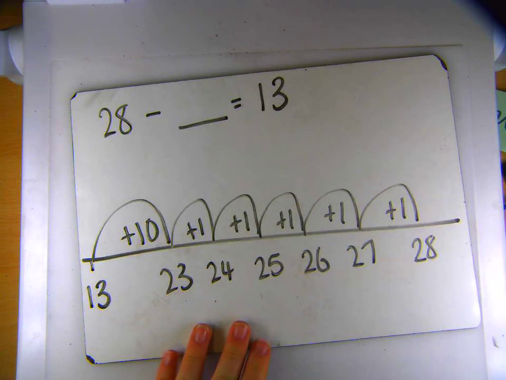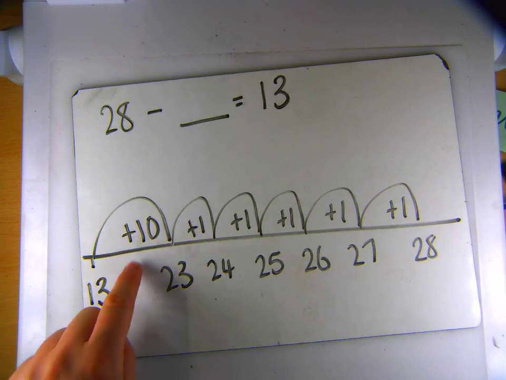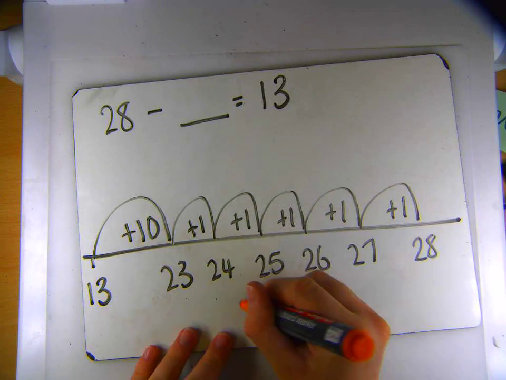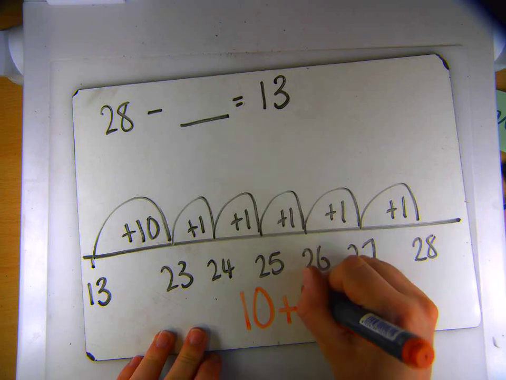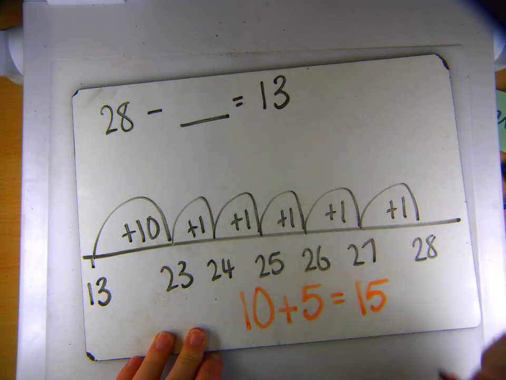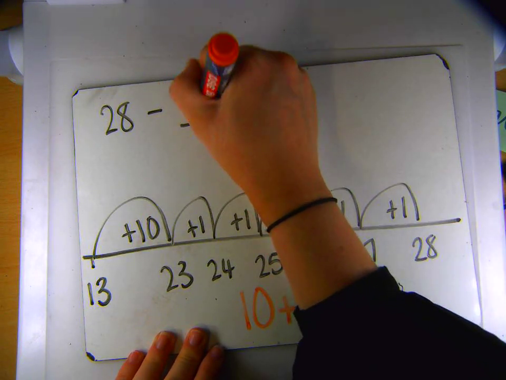And here we are. So now I'm going to count up my jumps. So I've got 10. I've only got one 10 this time. So I've got 10. I'm going to add my 1, 4, 5. 10 plus 5 is 15. So 28 take 13.